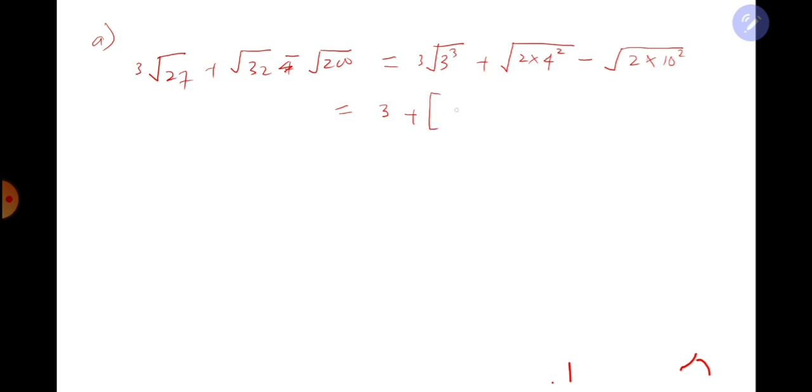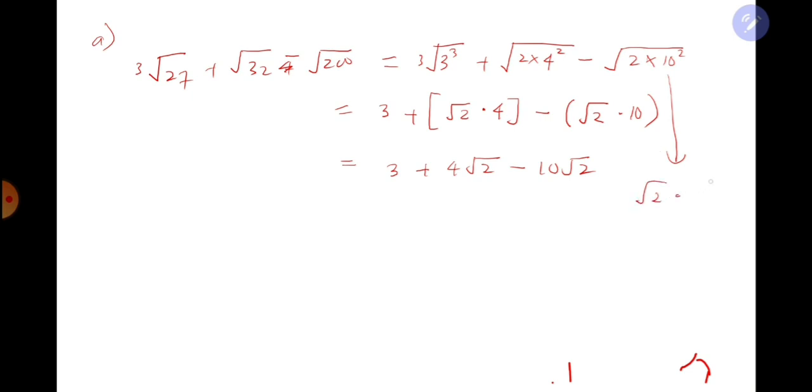this one you can split them up, you will get square root of 2 times square root of 4 power 2, you will get 4, okay, minus this one you can split them up also, so you will get square root of 2 times 10, okay. So you will get 3 plus 4 square root of 2 minus 10 square root of 2, okay. This one you understand, right? Okay, so this one you can write it as square root of 2 times square root of 10 power 2, okay. So this will be equivalent to 10, because this is root 2, okay.